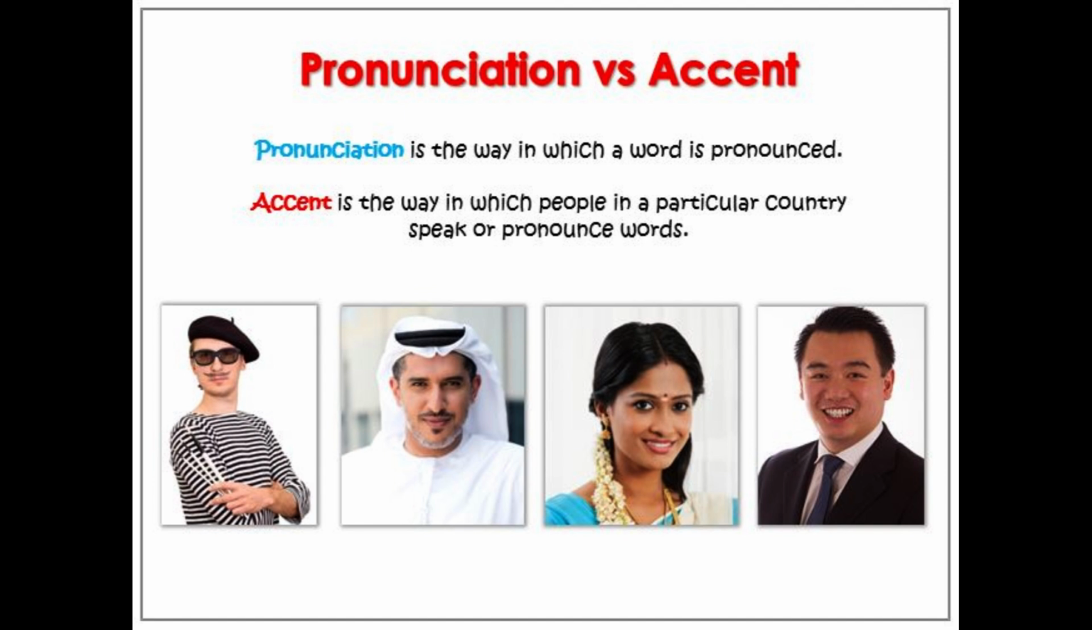Accent, on the other hand, is the way in which people in a particular country or region speak or pronounce words. For example, I have shown you pictures of four different people from four different countries in the world. The extreme left is a French person who will obviously speak English in a French accent. Then there is an Arab man who will obviously speak English in an Arab accent. Then there is an Indian woman who will naturally speak English in an Indian accent, and we can only expect a Chinese person to speak English in a Chinese accent. So that is natural because that's the country they are from. They each belong to a different region, and it's only natural for them to speak English in their own accent.